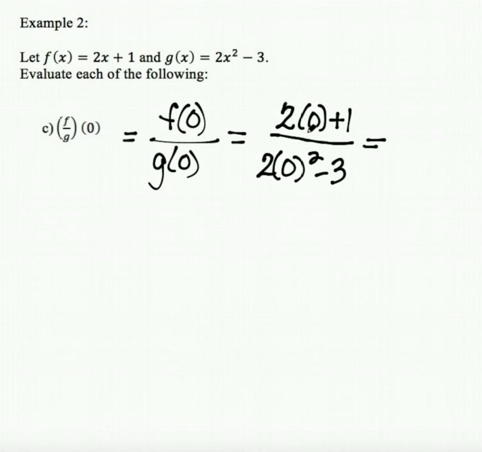2 times 0 is 0. 0 plus 1 is 1. 0 squared is 0. 0 times 2 is still 0. And 0 minus 3 is negative 3. So I'm left with negative 1/3.